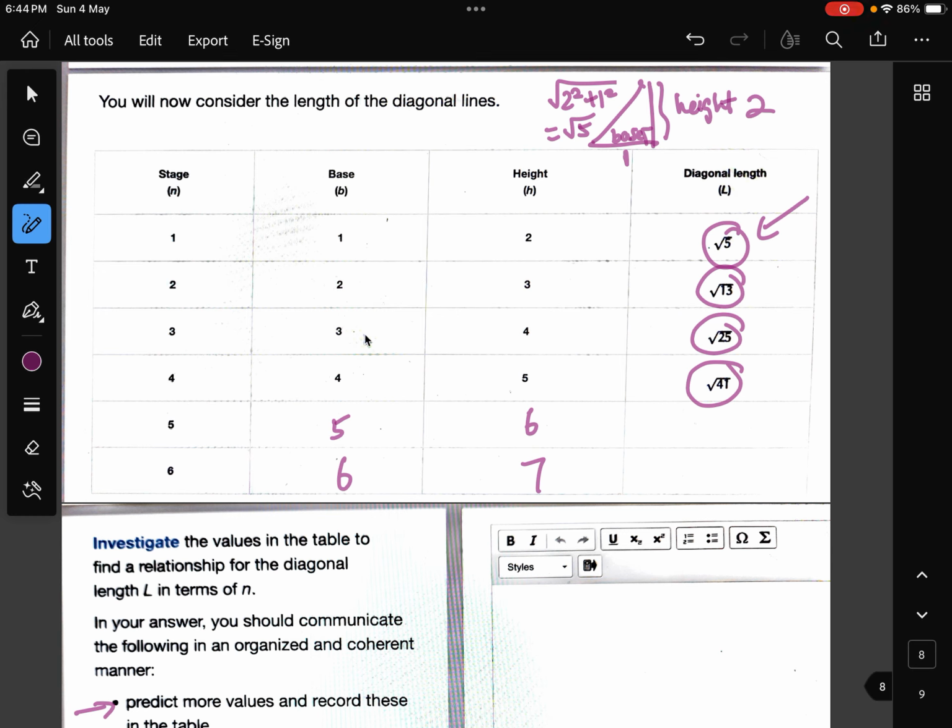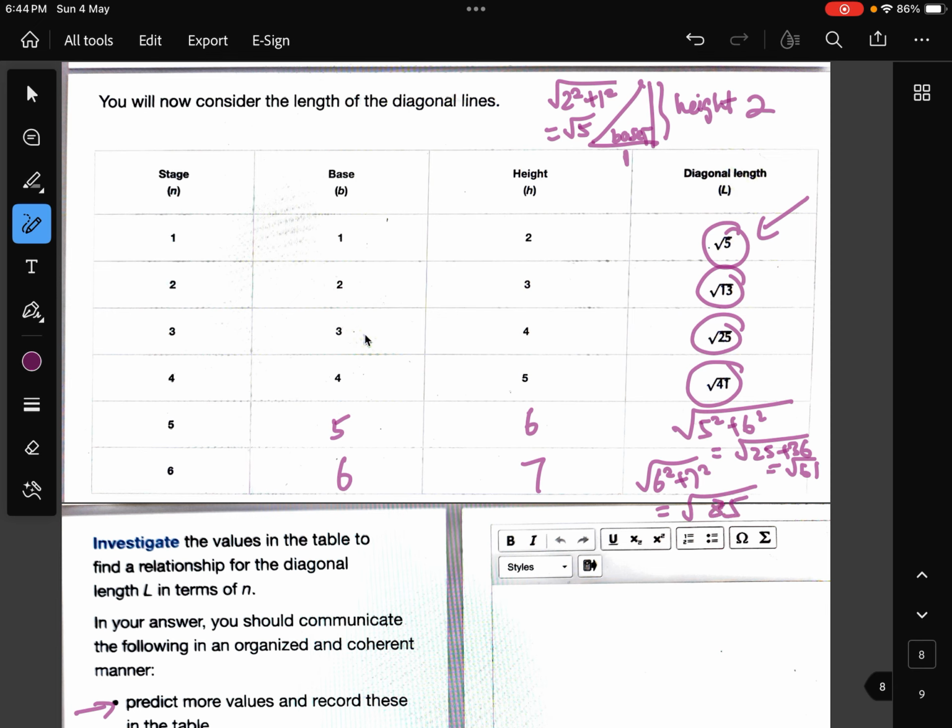I could do the same thing as well to find out the diagonal length for stage 5 and 6. So this would just be 5 squared plus 6 squared, which gives me 25 plus 36. So that gives me root 61. And of course the last one, I could do the same thing, which is just going to be 6 squared plus 7 squared. So that should give me 36 plus 49, that should be 85.